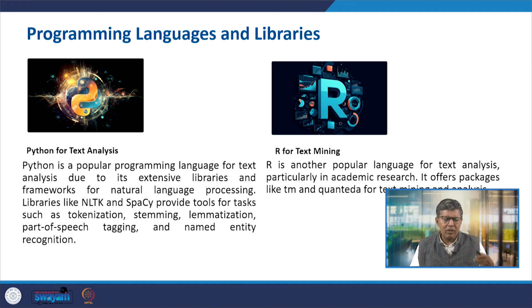The first one is you can use some programming languages and libraries, right? For example, there are two popular languages that we use for text analysis. The first is Python, which is for text analysis, right? And the other is R, for text mining, right? Now Python is a very popular language, and it has extensive libraries and frameworks for natural language processing, like NLTK and spaCy. They help you with tokenization, stemming.